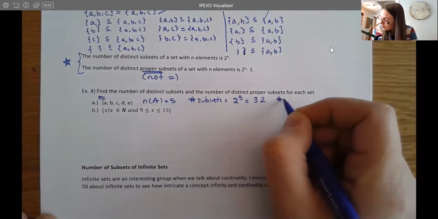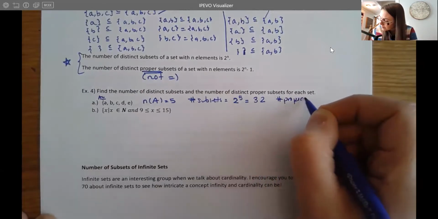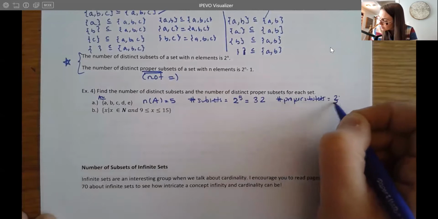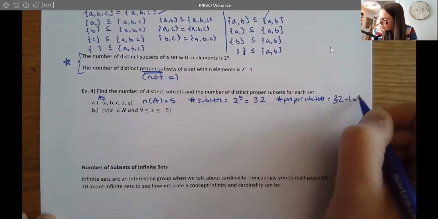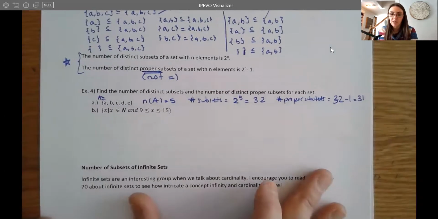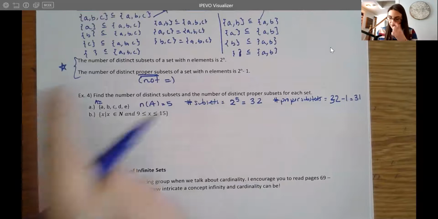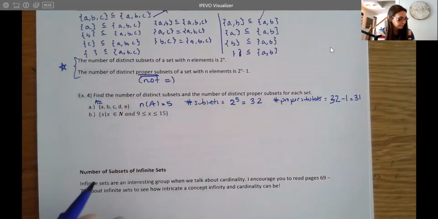Now the number of proper subsets will be that 32 minus 1. So you'll have 31 proper subsets. So that's all the different ways that we can rearrange those 5 elements to get subsets of the original set.